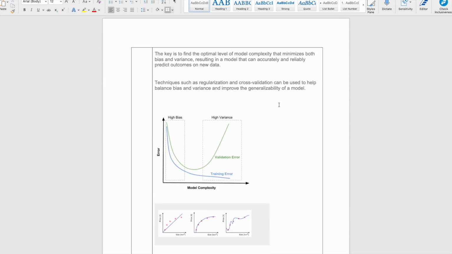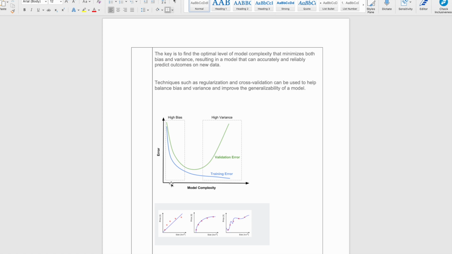Now let's see this with an example over here. In our case, this is the MSE, mean square error of our regression model, and this is the model complexity. You can assume the model complexity is something like the degree of polynomial.